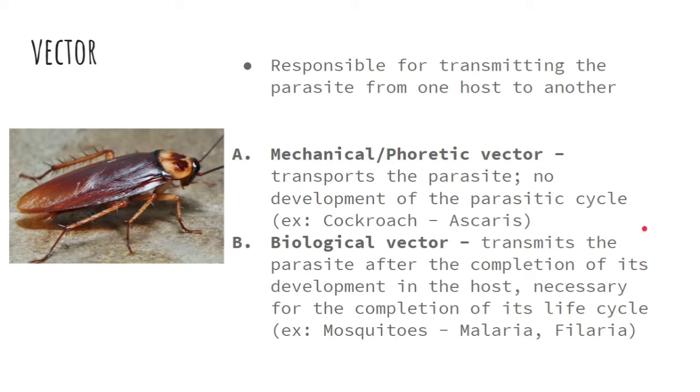We also have the biological vector wherein it transmits the parasite after the completion of its development inside the host. It is necessary for the completion of its life cycle kapag ikaw po ay isang biological host or vector. A good example of a biological vector is your mosquitoes, which are the biological vector for malaria and filaria. So basically, ang nangyayari po, inside the mosquito, there will be the development of the life cycle of the malaria and filaria. So that is the difference of a mechanical and biological vector. Please do take note.